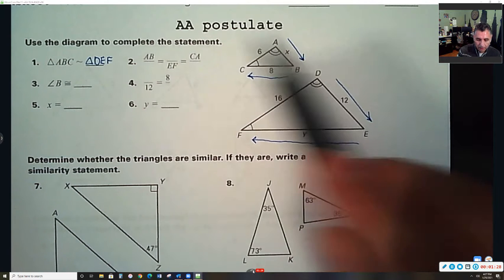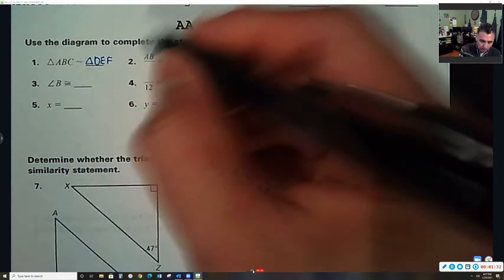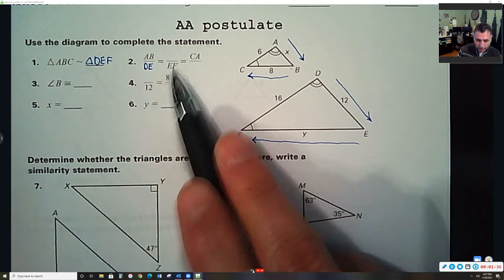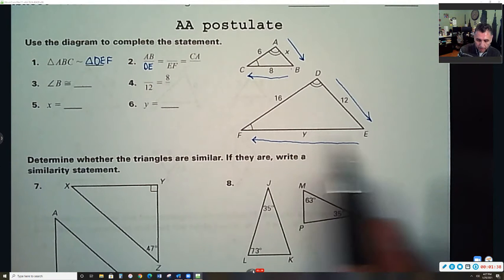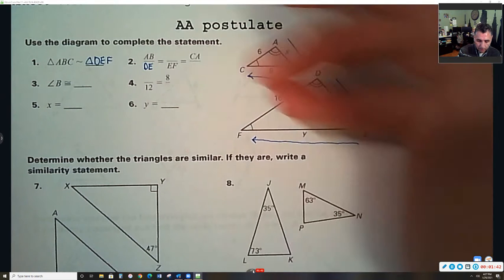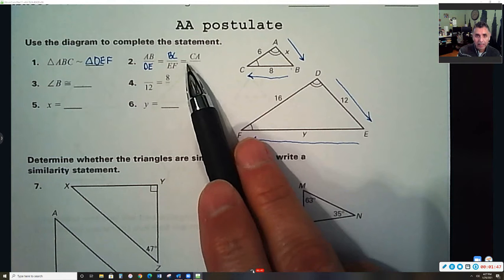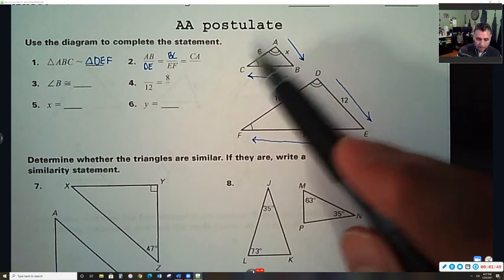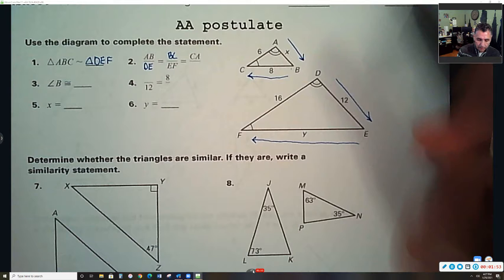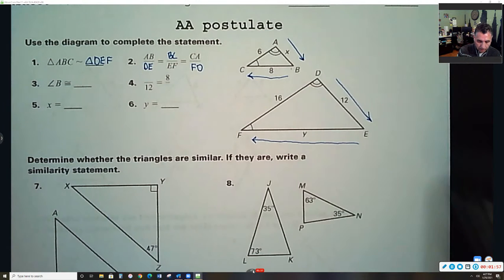Like AB is this side. Well, that corresponds to DE. So down here I'm going to put DE. And then EF is this bottom side, and it goes from E to F. Well, that corresponds with B to C. So I'm going to put B to C up here. And then CA is the third side up here. CA goes from C to A. Well, that goes F to D. Okay.